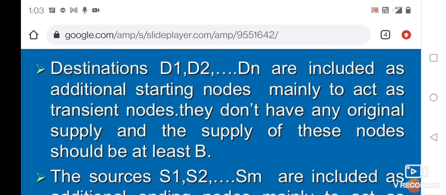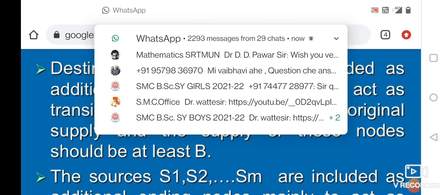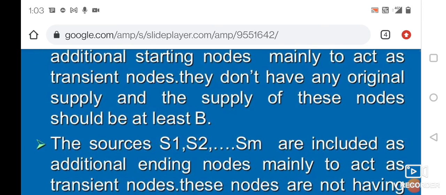The destinations d1 d2 up to dn are included as additional starting nodes mainly to act as transient nodes. They don't have any original supply, and the supply of these nodes should be at least b.